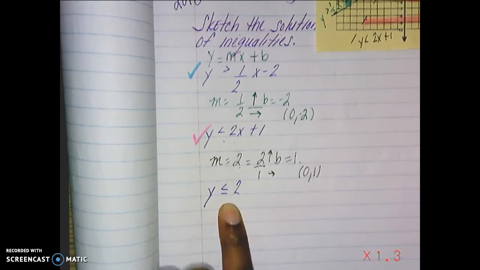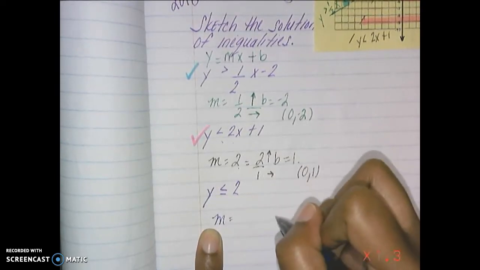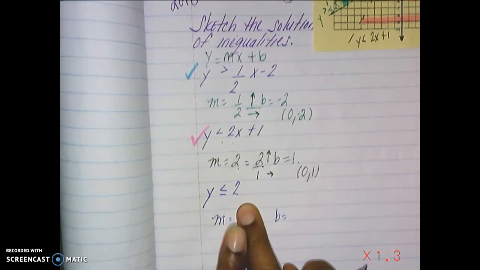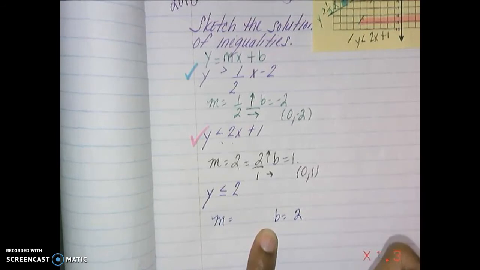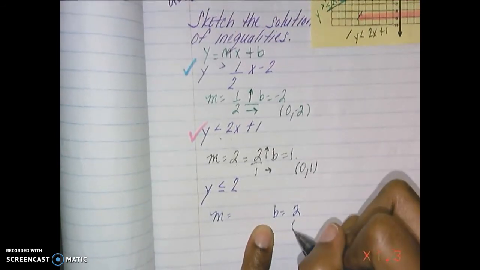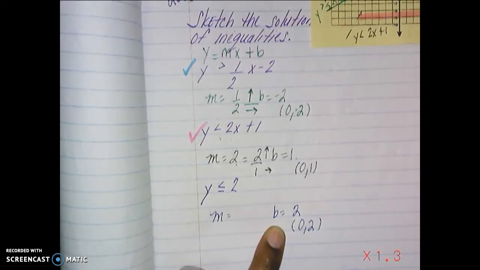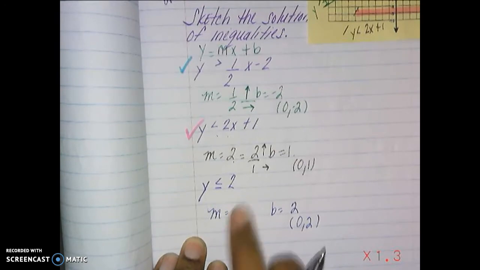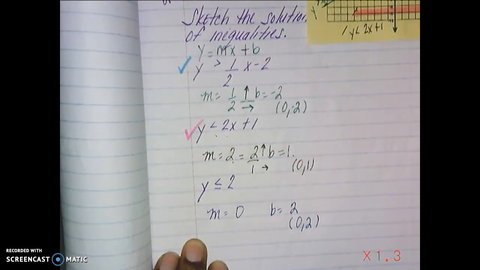All right, our slope once again. And we have to have our y-intercept. Now, just because this line says y is less than or equal to 2, the y-intercept is 2. So that means that this line is going to start or begin at 0, 2. Okay? And the line y is less than or equal to 2, the slope is going to be 0.